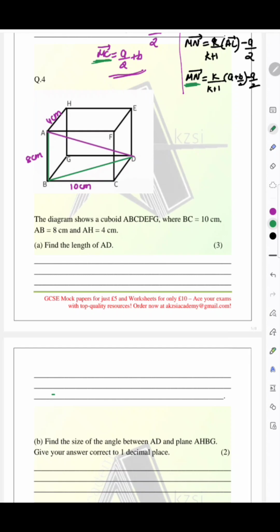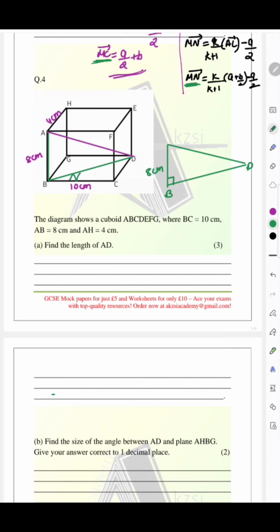This is the triangle ABD. So let me draw it separately to make you understand. Let me try to draw it exactly how it's there. Like this. And this is clearly a right triangle because this is a right angle. So this is a right triangle. Its height is 8. And this BD we don't know.